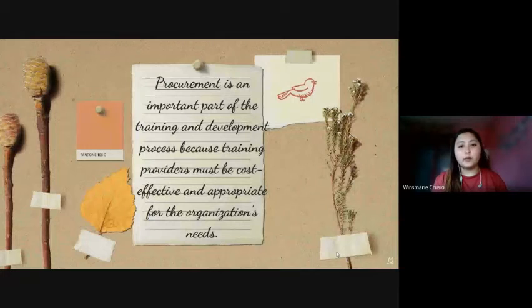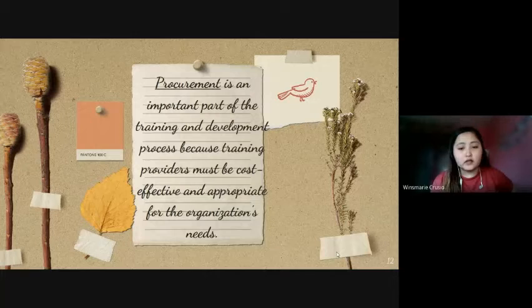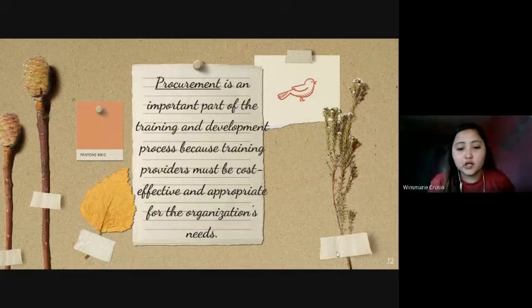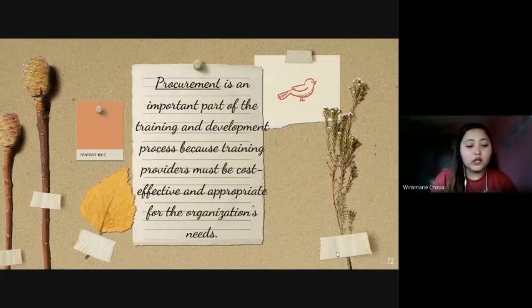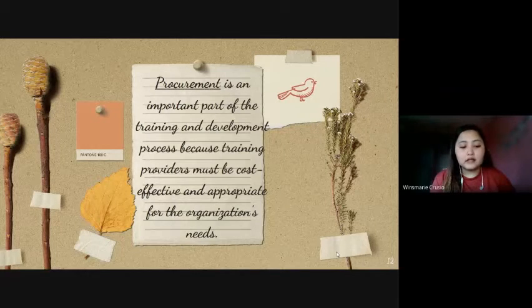Procurement is an important part of the training and development process because training providers must be cost effective and appropriate for the organization's needs. Good training provides individuals with tools and skills and shows them how to apply these new tools and skills within their own organization and role.